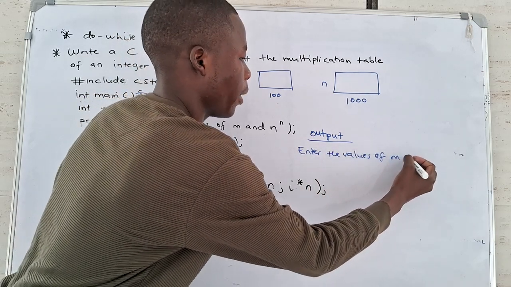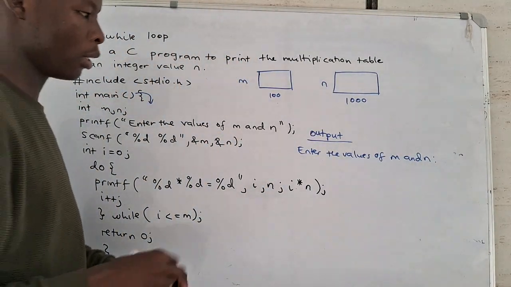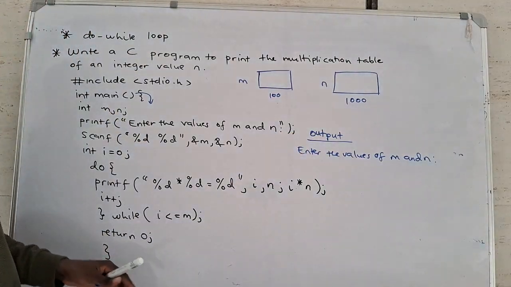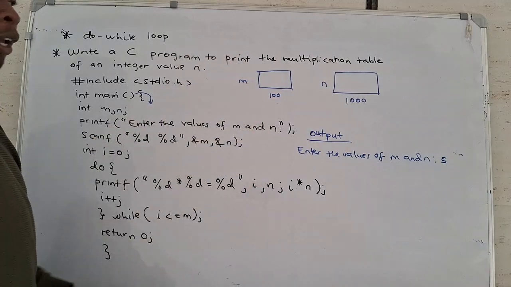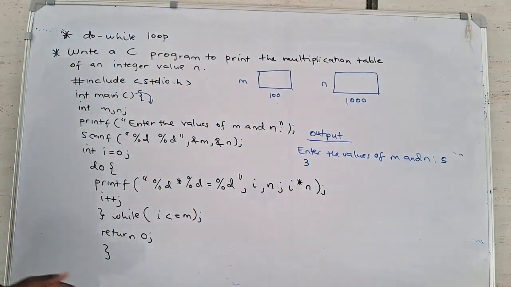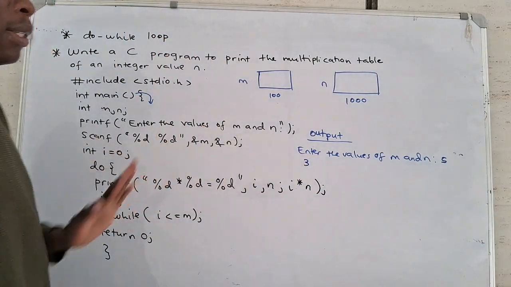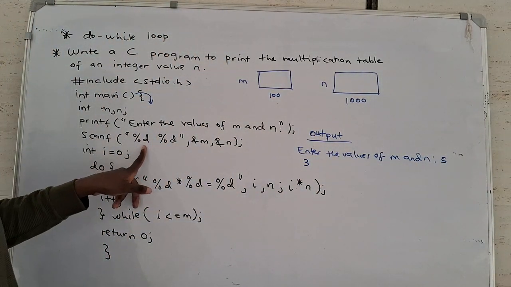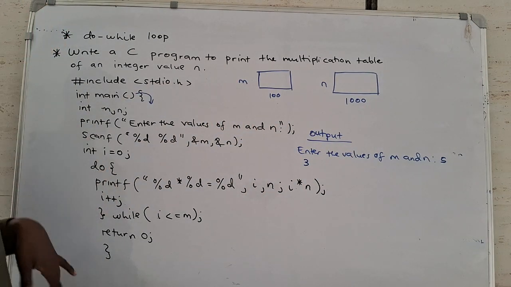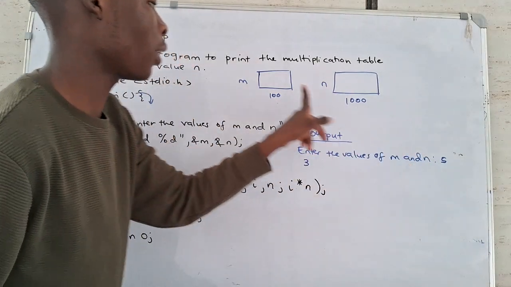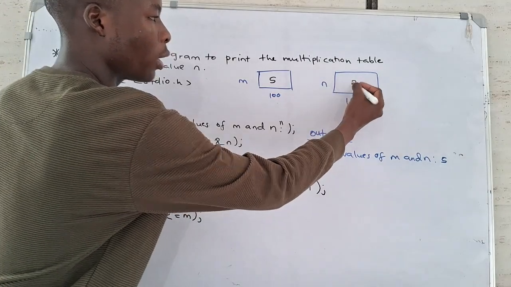Enter the values of m and n. Suppose the value of m is 5, so 5 is going to come here. Suppose the value of n is 3, 3 is going to come here. Now this scanf is going to direct these numbers to the respective variables. So 5 is going to be stored here in m, and this 3 is going to be stored here in n.